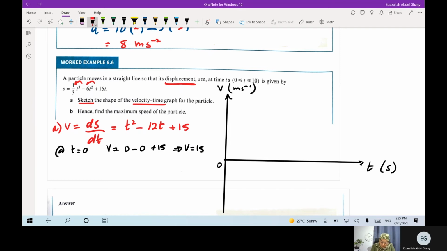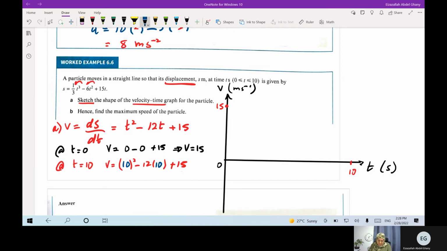So the point of intersection with the y-axis is here at 15. And you will draw a parabola, but we also need to know the value at the last point. It means he said that the t-axis starts from 0 and ends at 10. So at 10 seconds, we need to find the value of the velocity. At t equals 10, just substitute. The velocity will be t² minus 12t plus 15, and substitute tens.